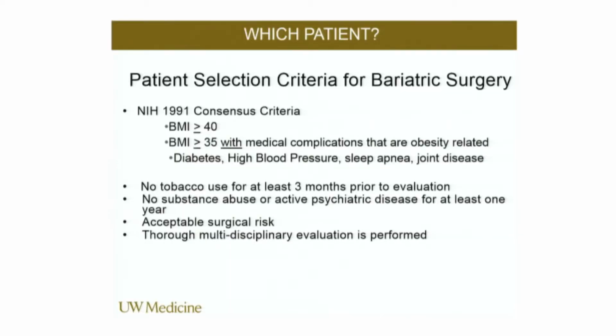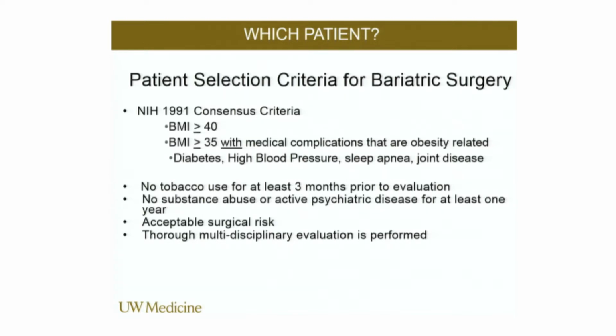The next question is, which patient? We've talked about which operation, and that is fairly black and white at this point. We still use criteria developed in 1991 by the National Institutes of Health, and they stipulated that gastric bypass or weight loss surgery in general should be offered to patients who had a BMI of 40 or higher, or between 35 and 40 with an associated medical problem related to their weight, such as diabetes, high blood pressure, sleep apnea, or joint disease.